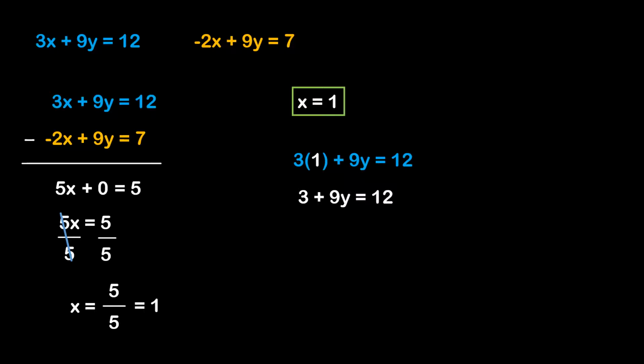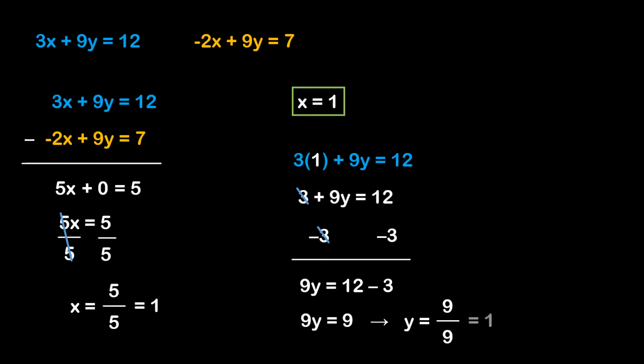I will subtract 3 from the left-hand side. That means I must subtract 3 from the right-hand side. 3 minus 3 cancel out, and we're left with 9y is equal to 12 minus 3, or 9y is equal to 9. That gives me y is equal to 9 divided by 9, or 1, and therefore y is equal to 1.